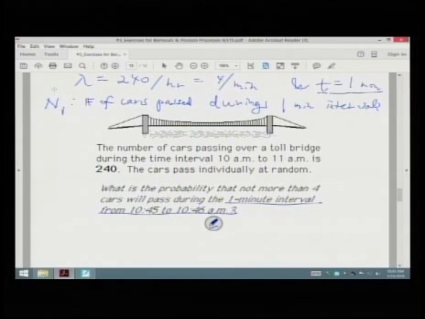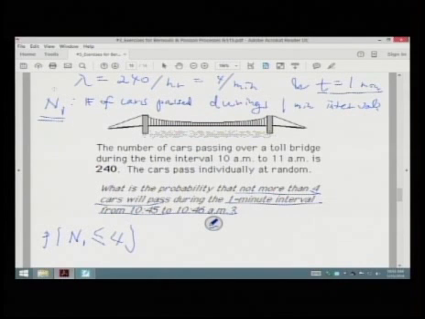Then what is the desired probability? We want to know the probability that no more than 4 cars will pass during the 1 minute interval. So how do you set it up? N sub 1 is less than or equal to 4, right? Because not more than 4 is less than or equal to 4, okay?